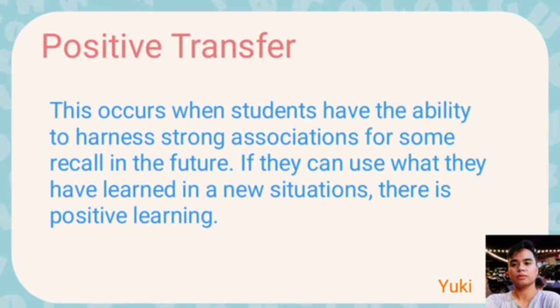Positive transfer occurs when students have the ability to harness strong association for some recall in the future. If they can use what they have learned in new situations, there is positive transfer. For example, learning of mathematical principles enables the learner to acquire principles in physics. There are many illustrations of positive transfer in the school setting, which can be mentioned here. For example, learning grammar in any language and writing composition in the language.